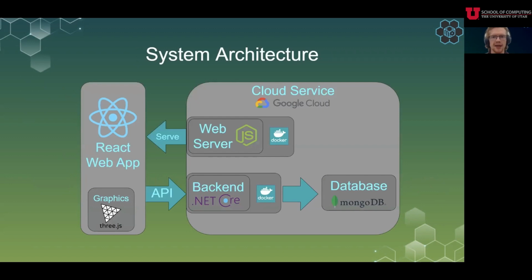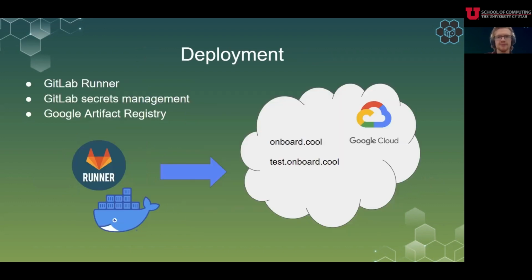Both our front-end and back-end servers run in Docker containers, which are hosted using Google Cloud's Compute Engine platform. For deployment, we use a custom GitLab runner, which uses GitLab secret management to authenticate with and push Docker images to Google's artifact registry platform. From there, our runner can deploy our app to either our staging environment at test.onboard.cool or to our main site at onboard.cool.